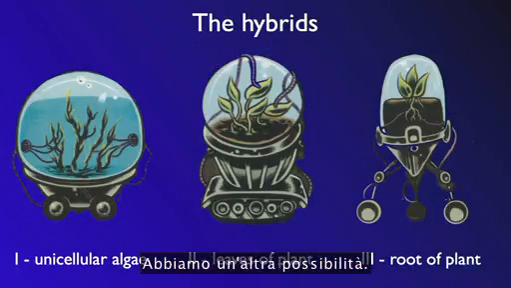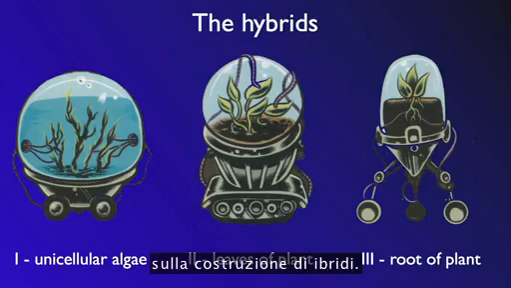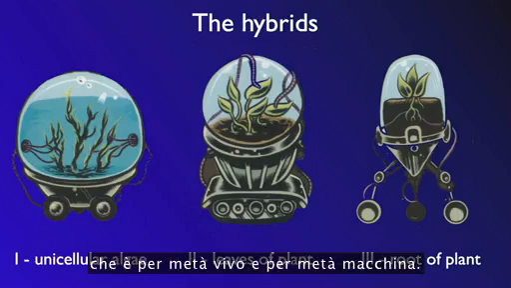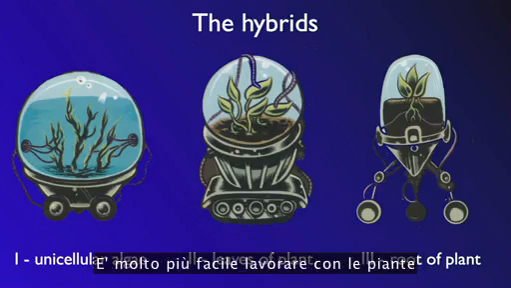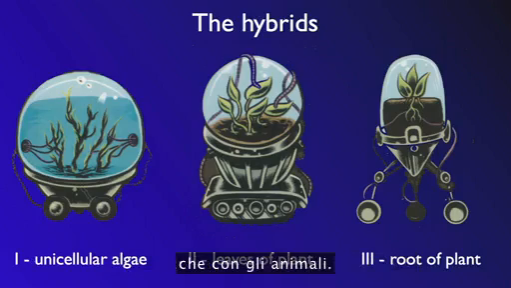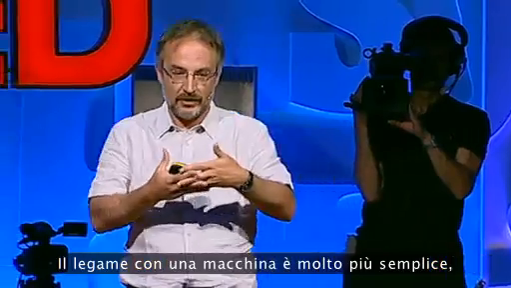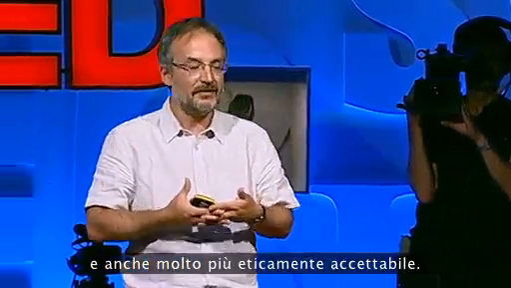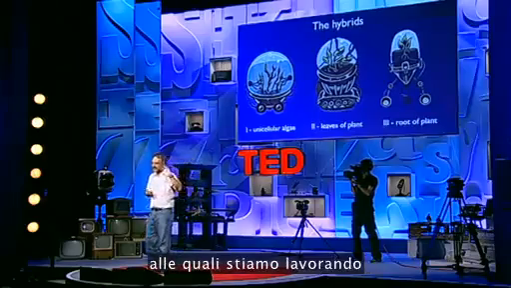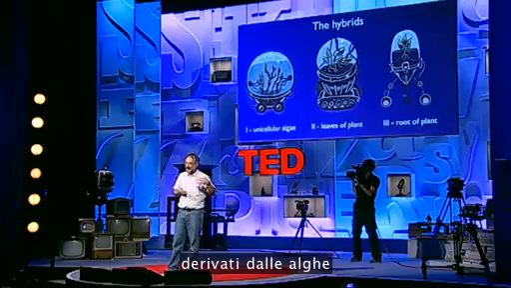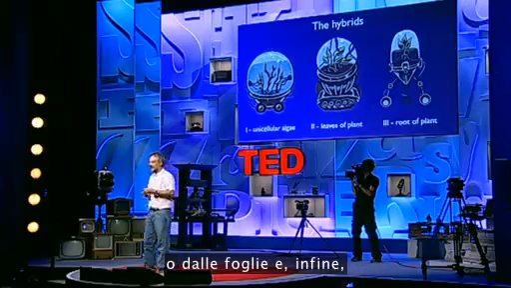We have another possibility that we are working on in our lab, which is to build hybrids. It's much easier to build hybrids. Hybrids means something that is half living and half machine. It's much easier to work with plants than with animals. They have computing power, they have electrical signals. The connection with the machine is much easier, much more even ethically possible. And these are three possibilities that we are working on to build hybrids driven by algae or by the leaves, and at the end, by the most powerful part of the plants, by the roots.